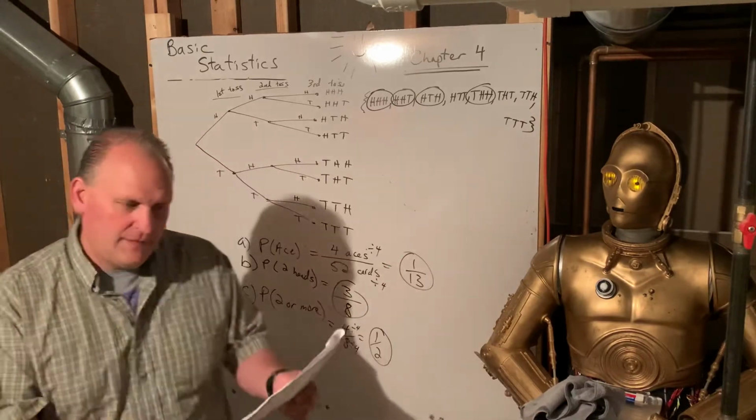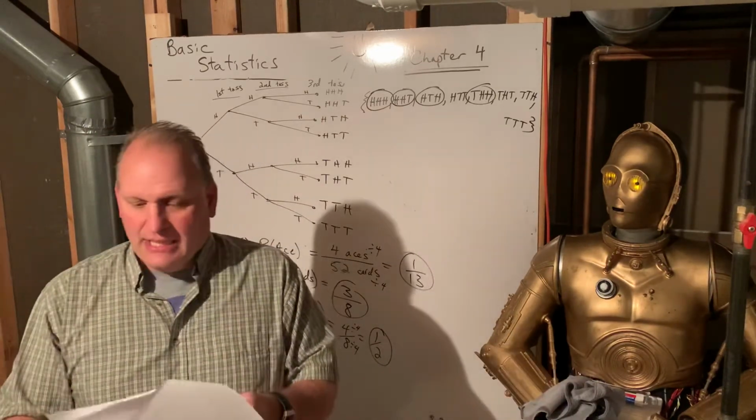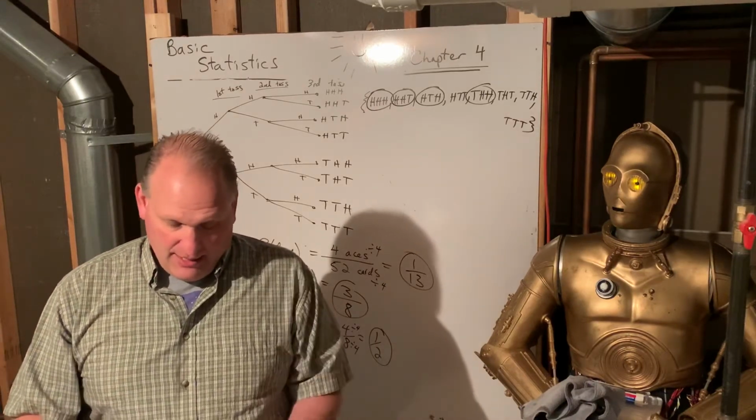All right, so those are the probabilities, the chances of those occurring. Oh, there's one more. It's on page 3.